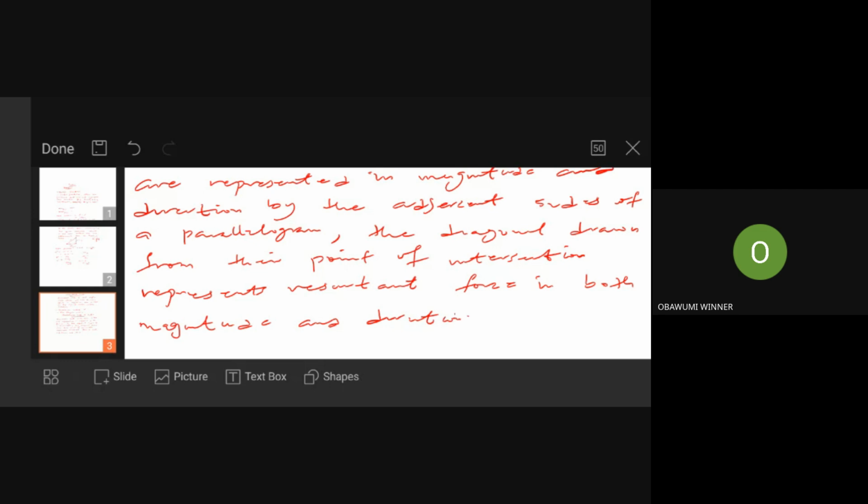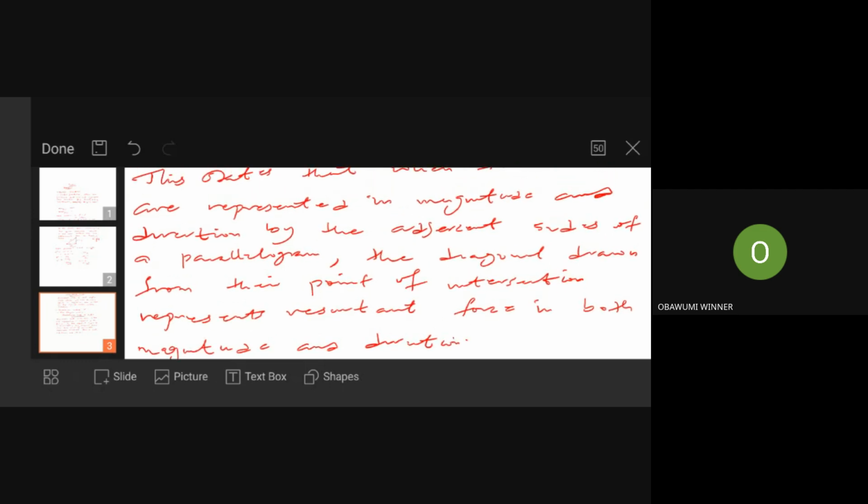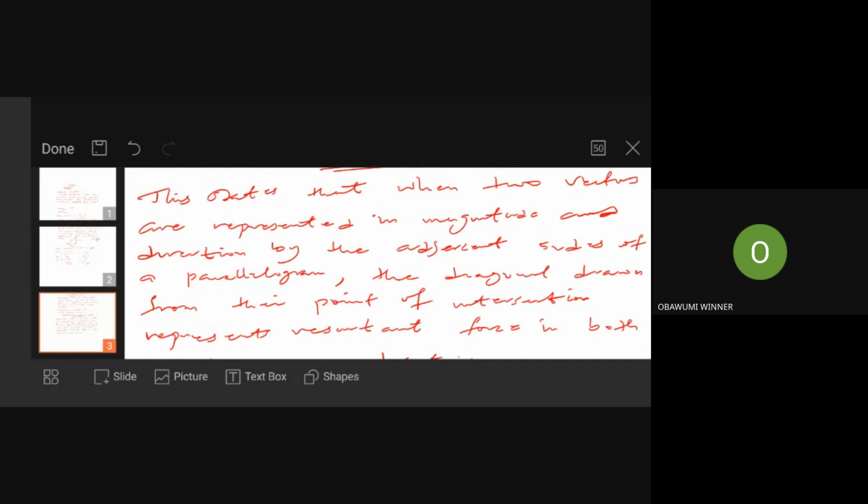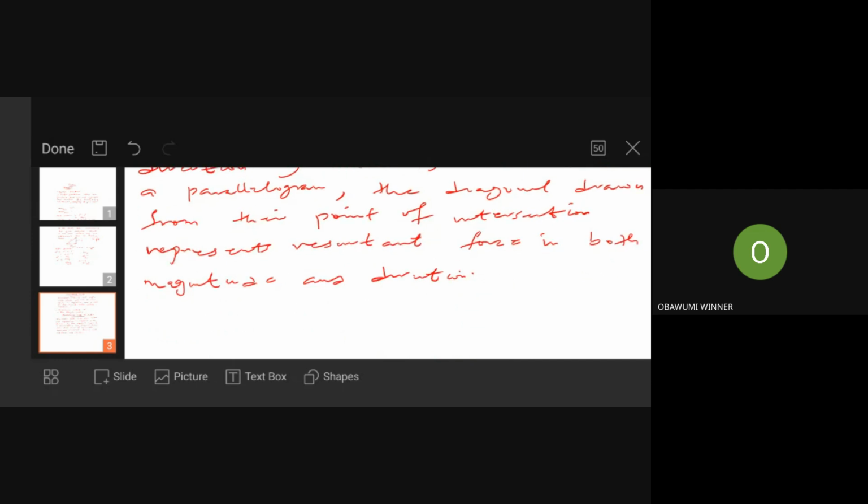Okay, this is the parallelogram law of vectors. So it says when two vectors are represented in magnitude and direction by the adjacent sides of a parallelogram, the diagonal drawn from their point of intersection represents the resultant force. Now, what are we trying to say?